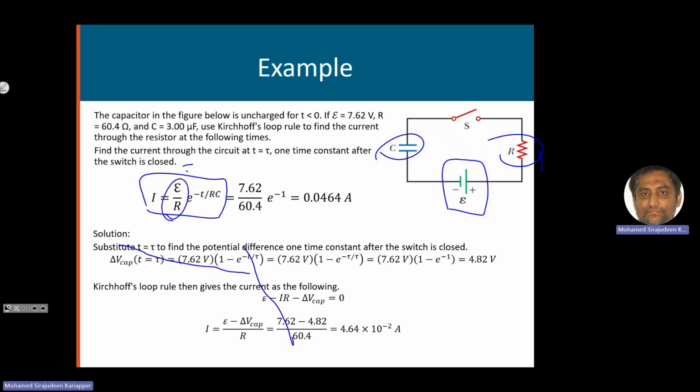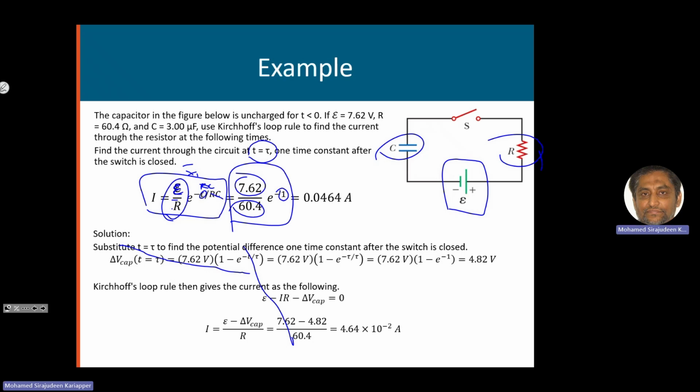This is the I0. I0 is the EMF of the battery divided by R. Substitute, EMF of the battery is given, R is given, and you put what is the time. Did he give a number for us? No. He's saying when the time is exactly one time constant. So when you put here tau, which is equal to RC, RC will cancel with RC. So what you have is 1. So e to the power minus 1. Then you know how to calculate this.